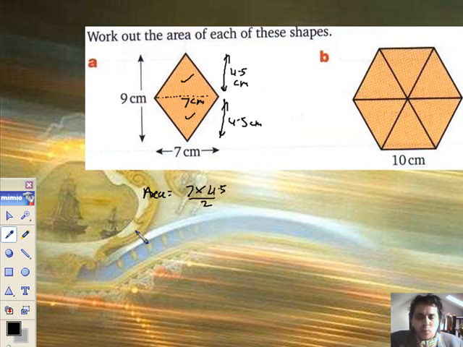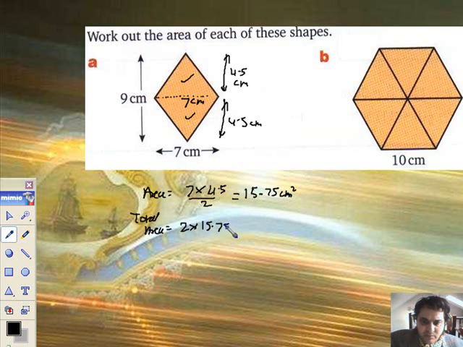Essentially, what I need to do is, well, let's not complicate it. Let's just work out the 2 separate bits and then tell you what I could have done. So 7 times 4.5 divide by 2, and I've got 15.75 centimeters squared for the top bit. So the total area is going to be 2 lots of that, one for you and one for you. So 15.75, let's just times that by 2, we've landed at 31.5.